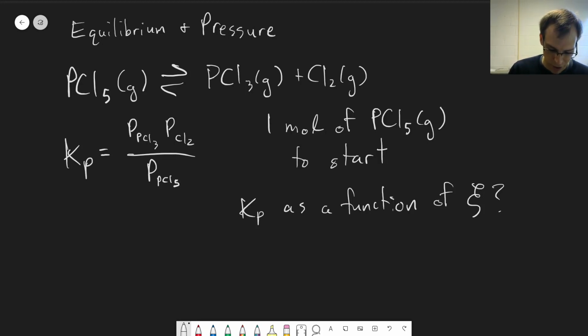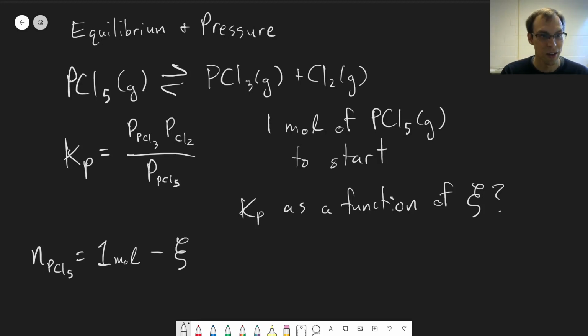So let's remember, our moles of PCl5 will have our initial moles, 1 mole, minus our stoichiometric coefficient, which is 1, times xi. And this just comes from, again, the definition that we have for extent of reaction. The number of moles of Cl2 and the number of moles of PCl3 are both just going to be equal to positive xi because we have no initial moles of either of those. So these are just based on the definitions.